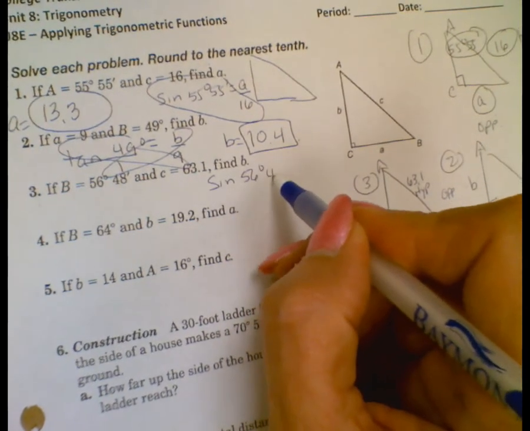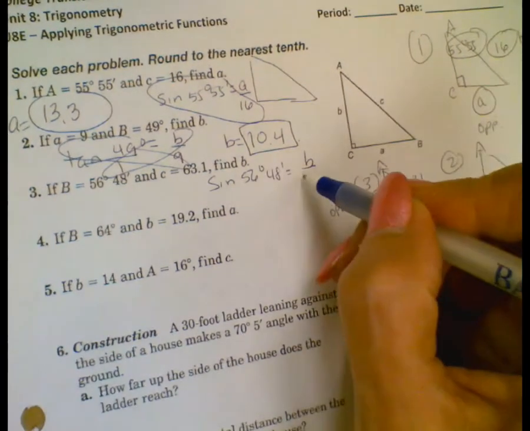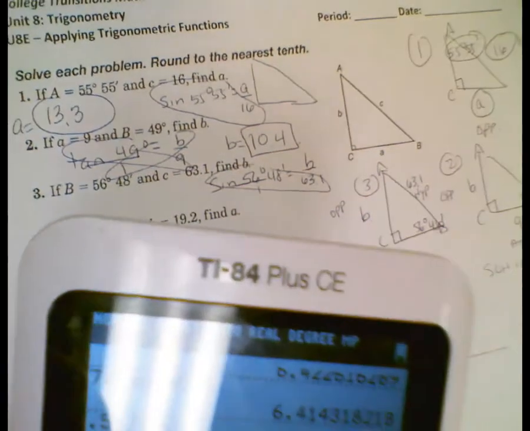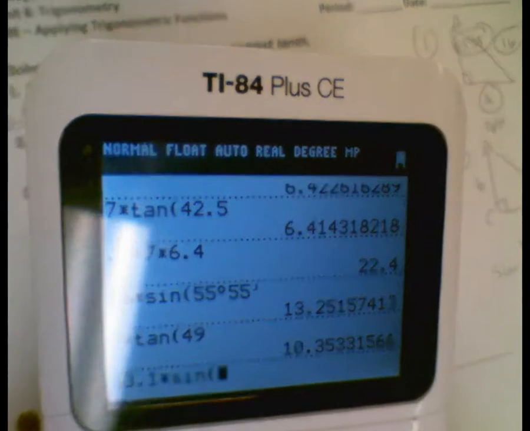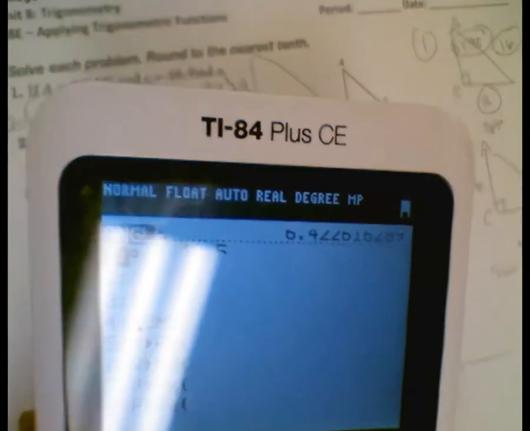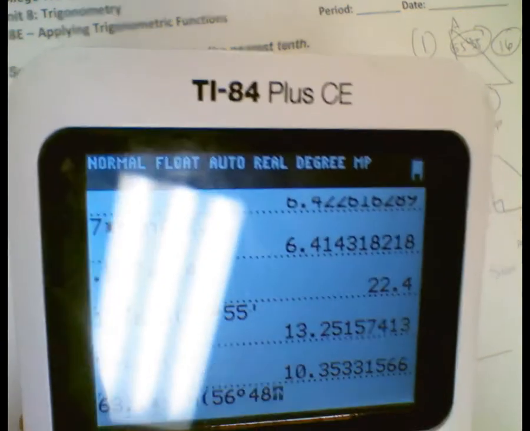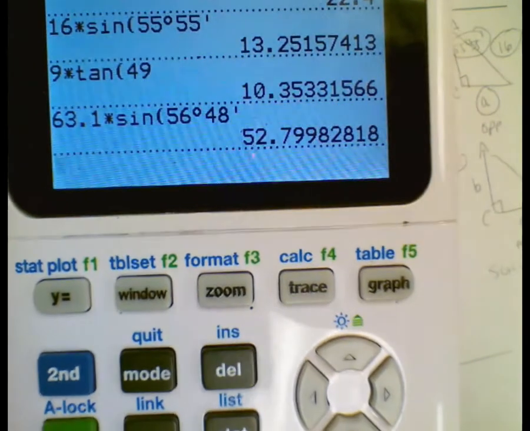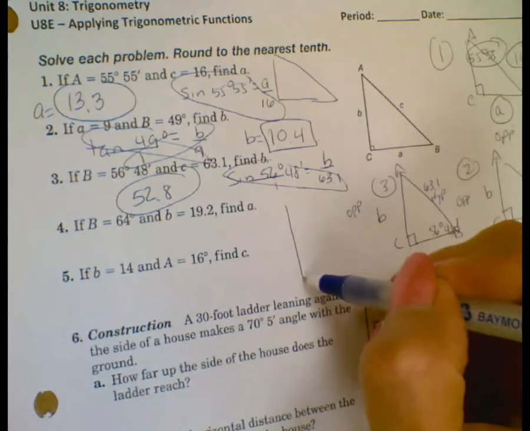Sine of 56 degrees, 48 minutes is opposite, which is B, over hypotenuse, which is 63.1. Again, the B's in the top, that's a good thing, so we cross multiply. 63.1 times sine of 56 degrees, 48 minutes, just like that at the bottom. And it's 52.79, which is 52.8. And that's your answer.